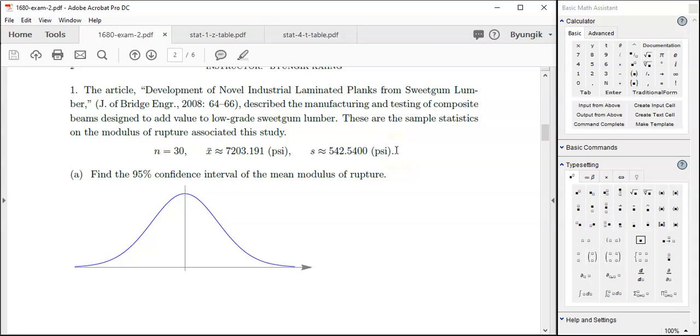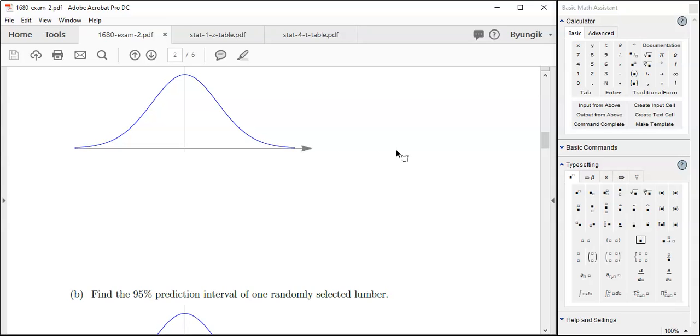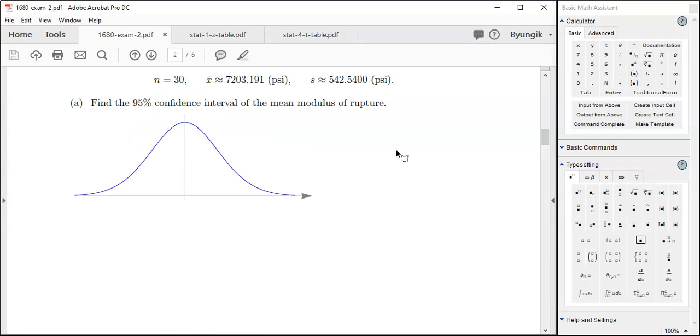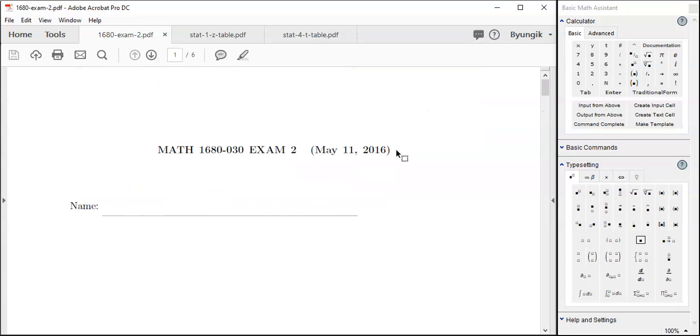for the mean. The next problem is asking you to find out a 95% prediction interval for one individual randomly selected number. So what's the difference between confidence interval and prediction interval? One is about the mean and the other is about the individual.